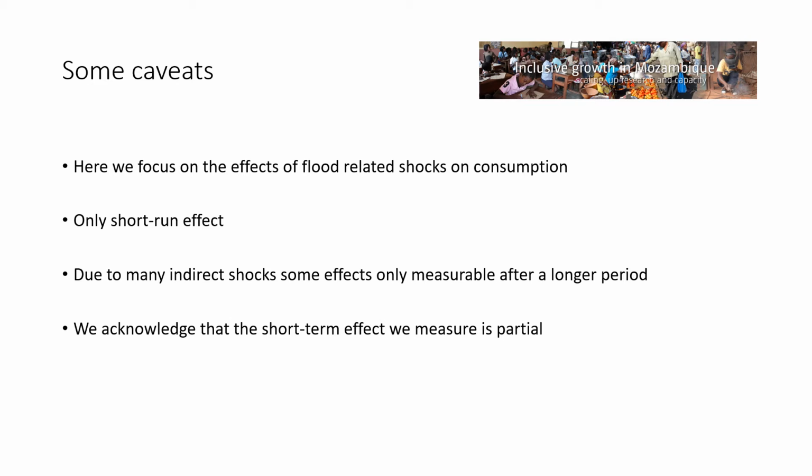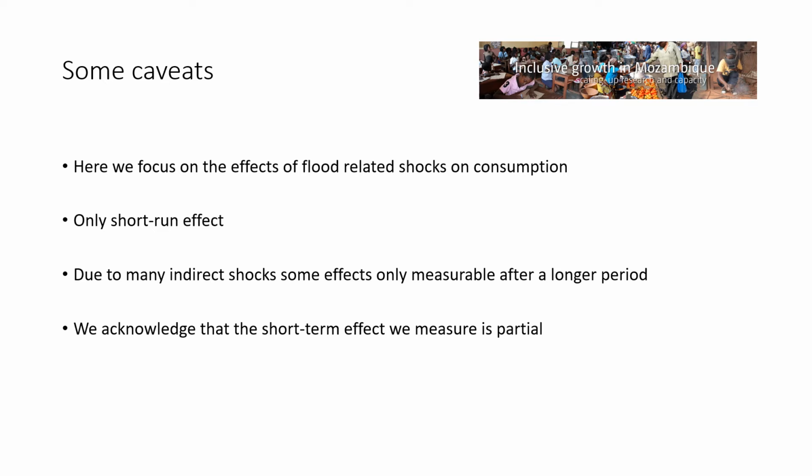So there are some caveats that we need to bear in mind. We are focusing here on the effects of flood-related shocks on consumption only, and on related variables, including poverty. The effect that we're looking at is only a short-run effect, so by construction we're not picking up bigger effects. Indirect shocks like loss of crops, loss of land to erosion, and loss of assets, etc., would not necessarily be picked up unless they actually had short-term effects on consumption.